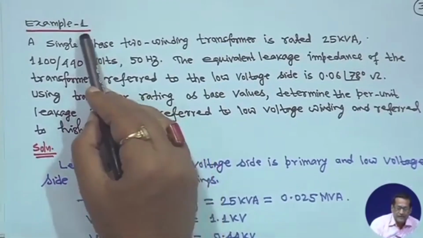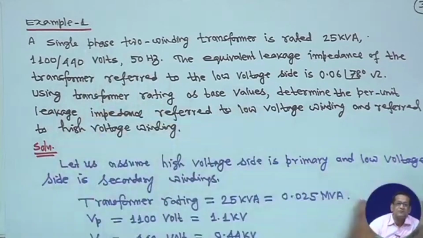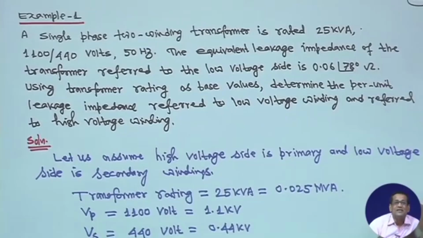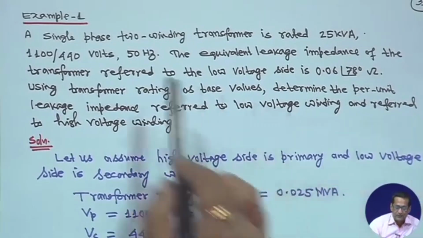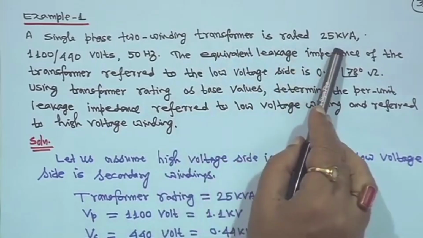Next we will take a few examples, of all different types, so that all the ideas will be clear, right. So, the first one is a single phase two winding transformer rated 25 kVA.